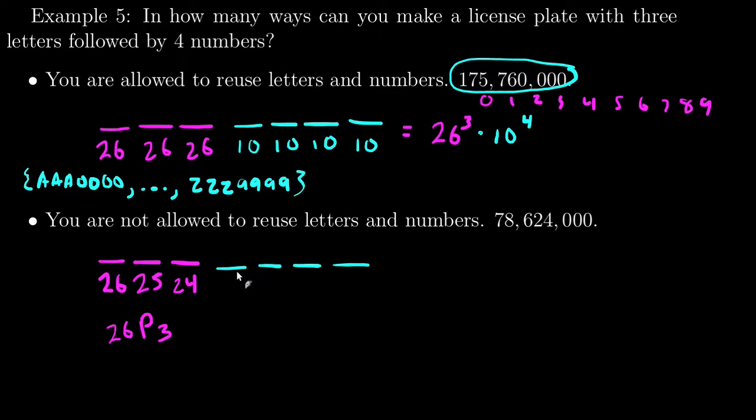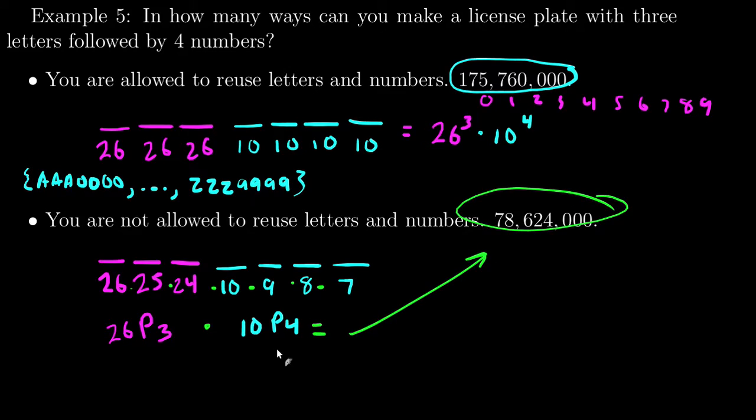The digits here, if I've not used any digits yet, I have 10 choices, 0 through 9. And once I've chosen one, I have 9, 8, and 7 remaining. And this is the same thing as 10P4. And way back to the intro, the basics of counting, since I'm doing this and then this, I multiply. And same thing as just multiplying all this stuff through. And when I end up multiplying all of this, I will end up with 78,624,000.